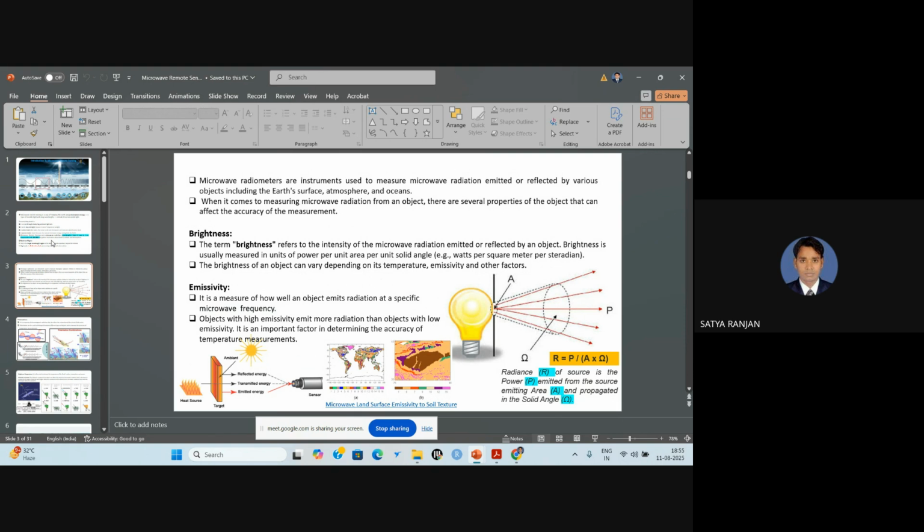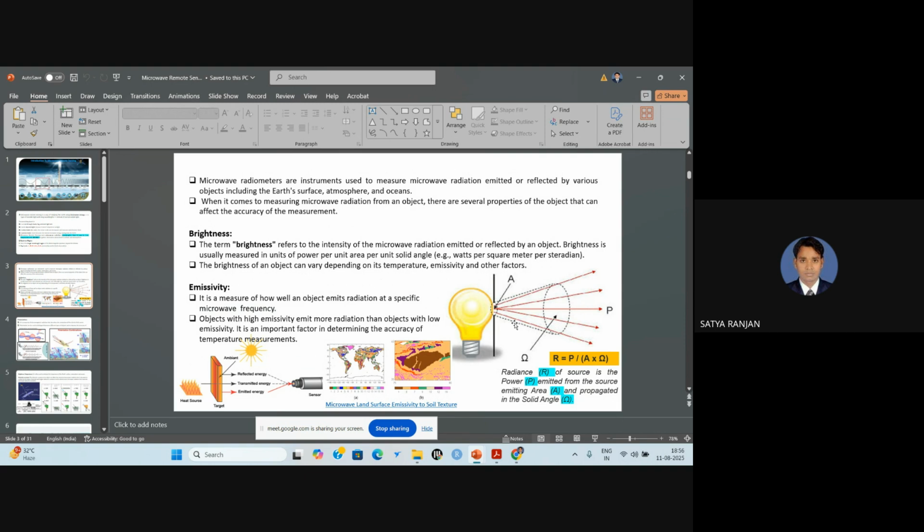So first is the brightness. Brightness refers to the intensity of the microwave radiation emitted and reflected, and it is usually measured in units of power per unit area. Here the solid angle is omega, A is the area, and the radiance R is equal to P by A into omega. So this is the formula of the radiance. Based on this, brightness values are calculated.